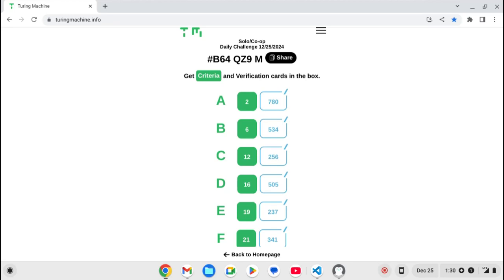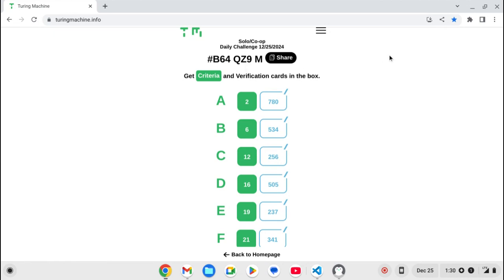Begin. Today's December 25th, 2024, and we're solving the Daily Turing Machine Puzzle. Today's puzzle uses the following 6 criteria cards: criteria cards 2, 6, 12, 16, 19, and 21. And the puzzle uses the blue verification cards. The code above is your way to get more information on today's puzzle by searching the code on turingmachine.info.